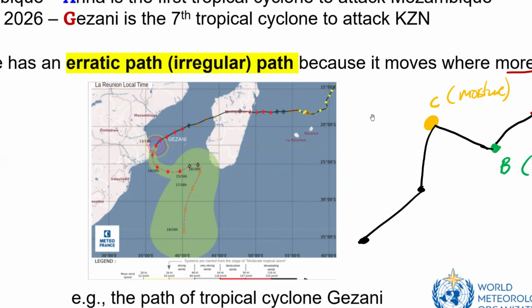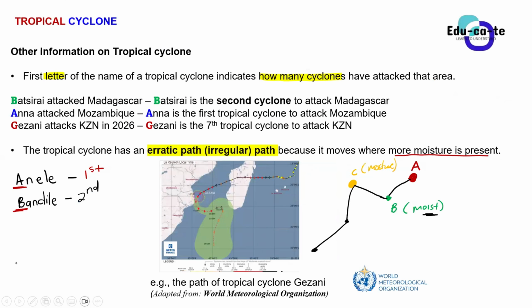Sorry, sir, I have a question because I'm a bit confused. When we see the first letter of the cyclone, now there is G, Gezani, the letter G, KZN. Does that now mean that that cyclone will end at a certain point and then a new letter starts?